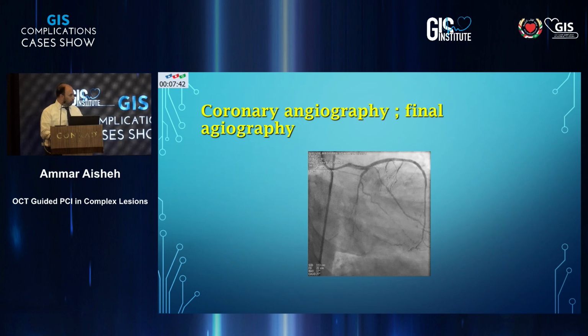Colombo wants to present this, and you already have an algorithm. It's not about just doing a DCB and finishing. He always starts with FFR and ends with FFR, and there is an algorithm with it. If the FFR at the end is more than 90, he will stop. If there is no dissection, he will stop. And there is a specific criteria when you move from DCB to drug-eluting stent. So I think it's just to complete it.